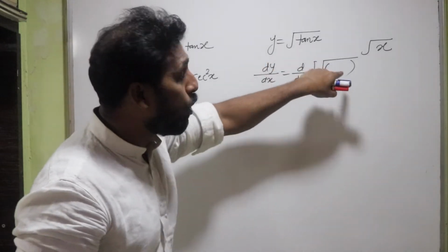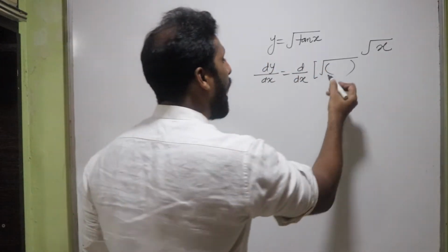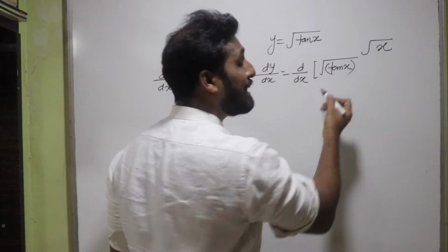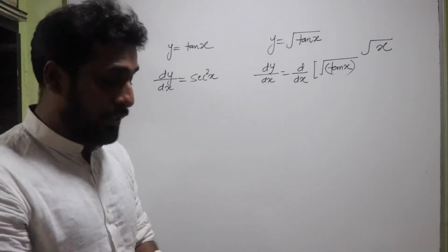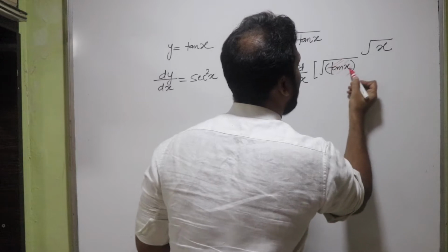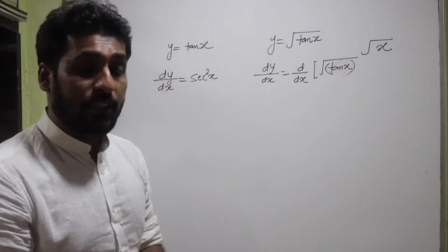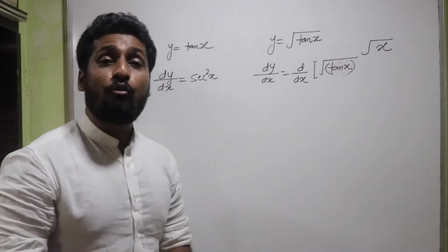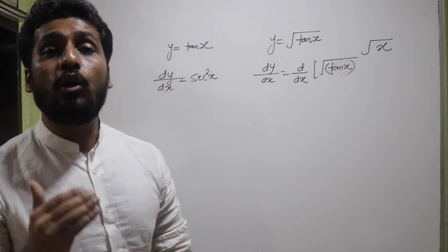But in place of x, what do you have? You have tan x. So I'm going to call this tan x as u. I'm going to hide this tan x for some time, isn't it? So that becomes root of x, root of u. What is the derivative of root x? It was 1 upon 2 root x.